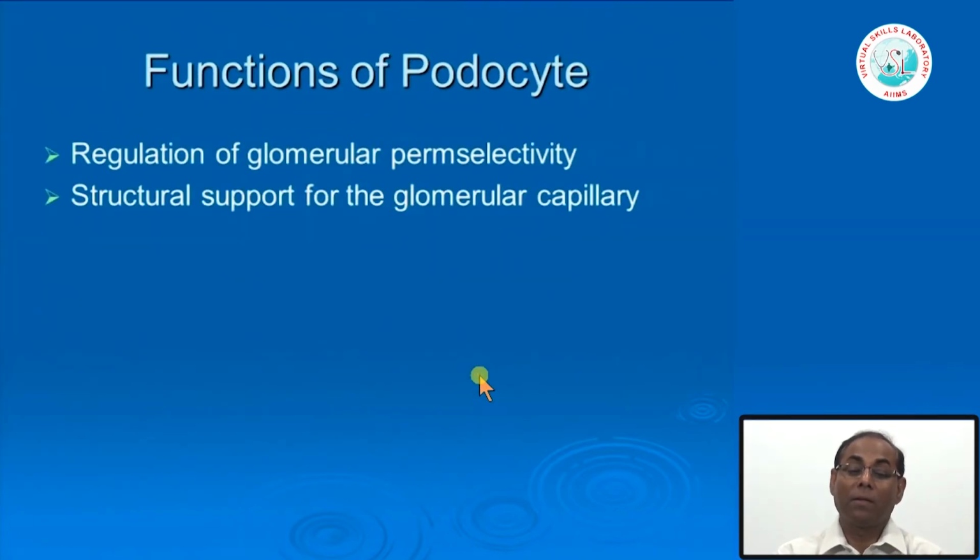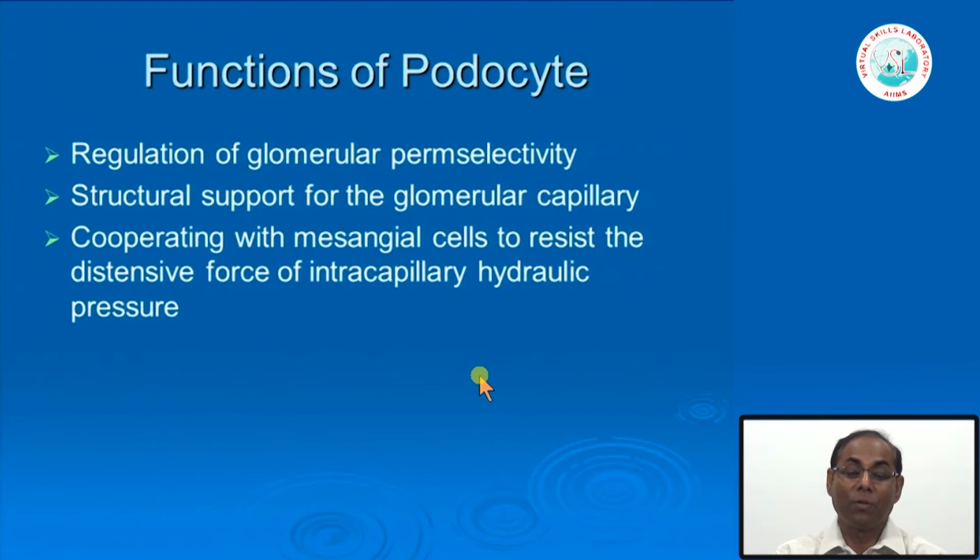I think now we can summarize the functions of podocyte. I already told you it regulates the glomerular permselectivity. That means which molecule can pass and which cannot pass. Structural support to the glomerular capillary. Yes, they have contractile elements and they have these podocyte foot processes which structurally support the glomerular capillary. In fact, the glomerular basement membrane material is added by endothelial cells on the one side and the podocytes from the other side. So the glomerular basement membrane remodeling is also helped by the podocytes themselves.